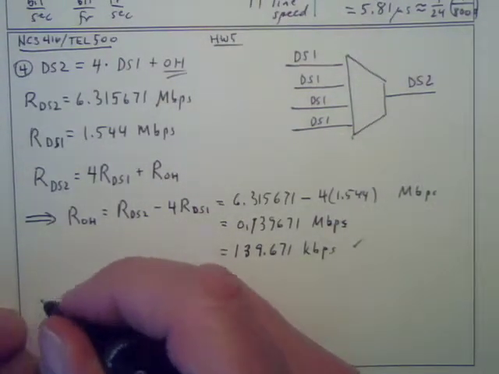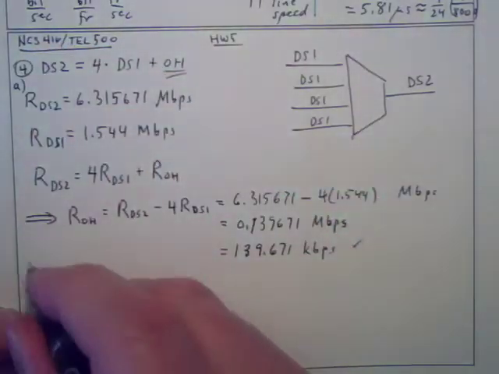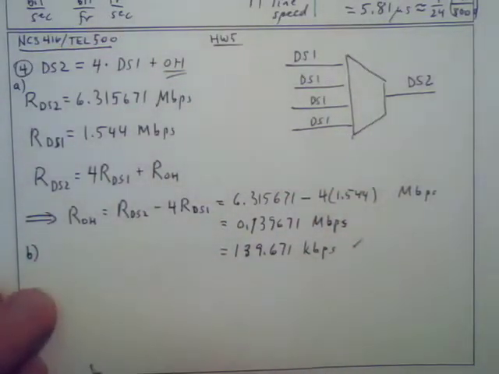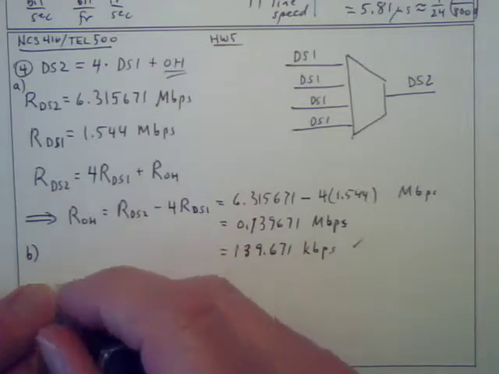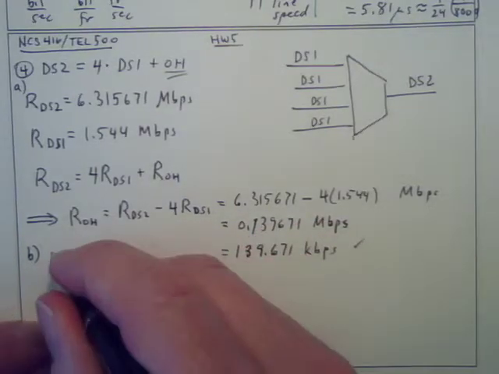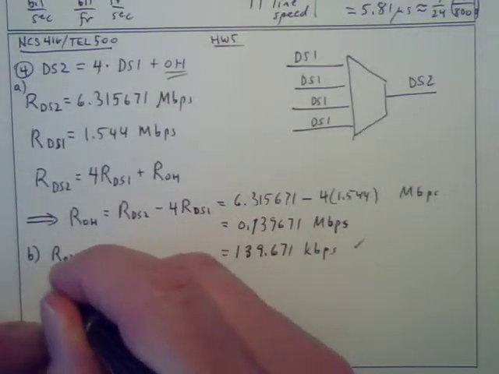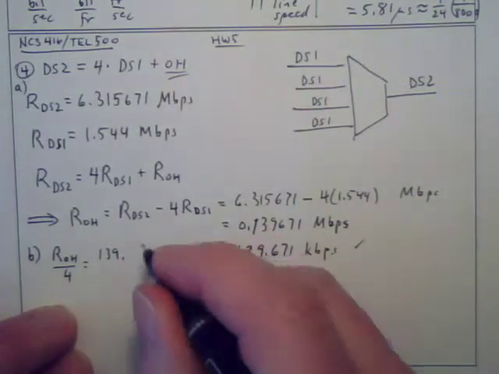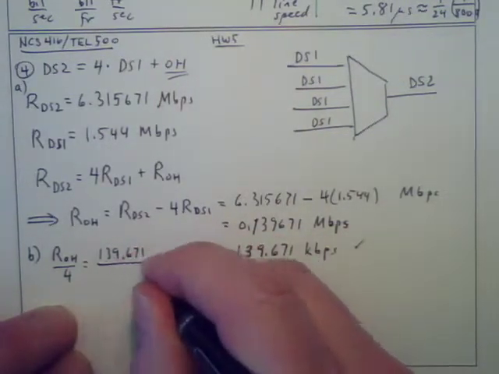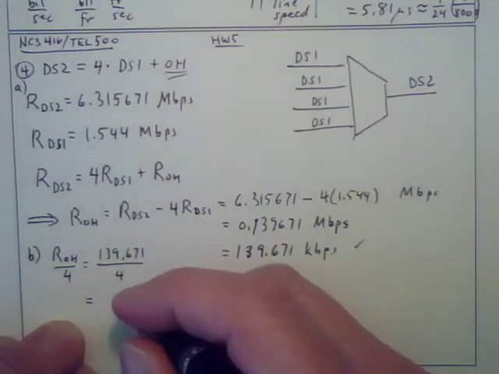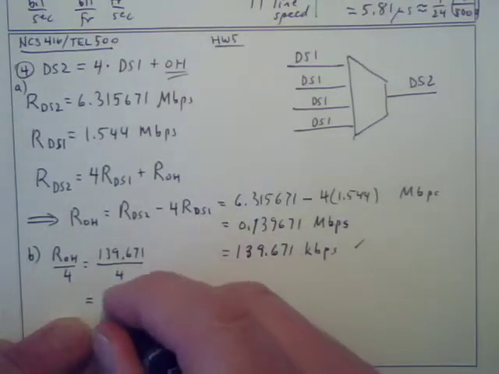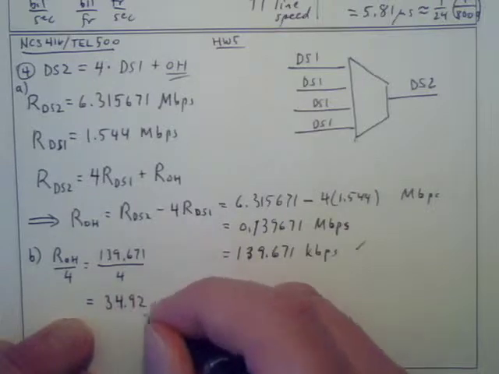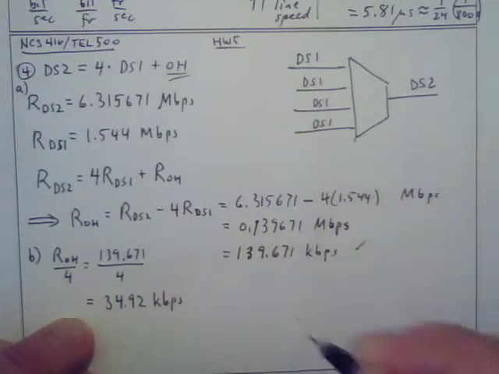That was part A. In part B, we're going to say that the rate of the overhead per DS1 is just R_OH over 4, which is 139.671 divided by 4, or 34.92 kilobits per second. Okay.